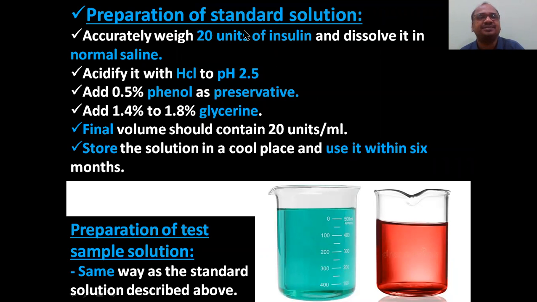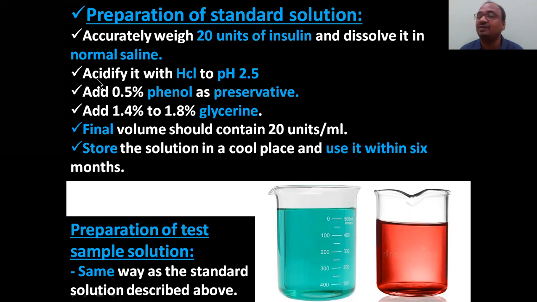Here, standard. You have purchased the standard sample from the international bodies. Now you prepare the solution. From that, accurately weigh 20 units of insulin. Each unit, I have already told, is 0.04082 mg. 20 units you have to weigh accurately.